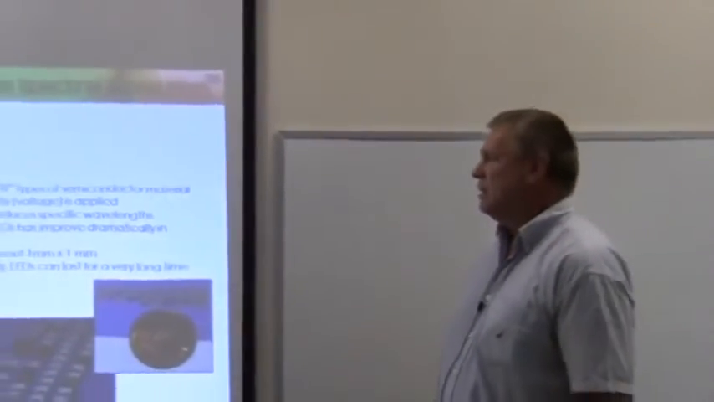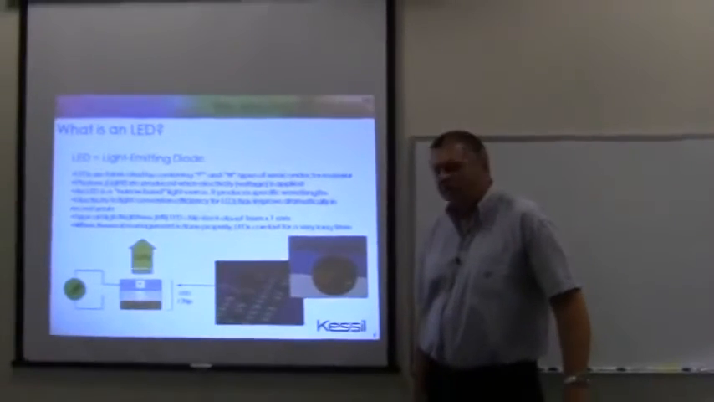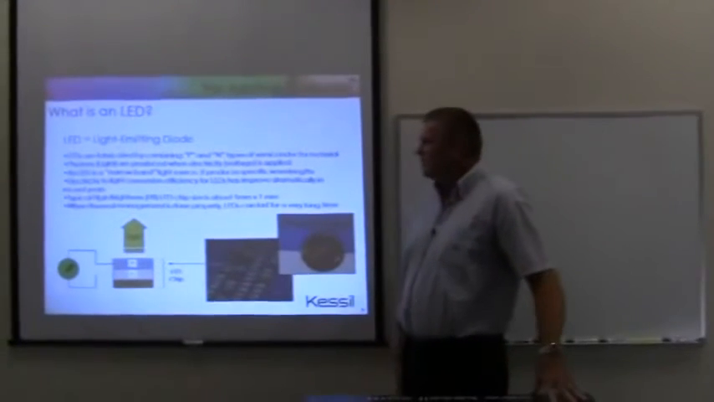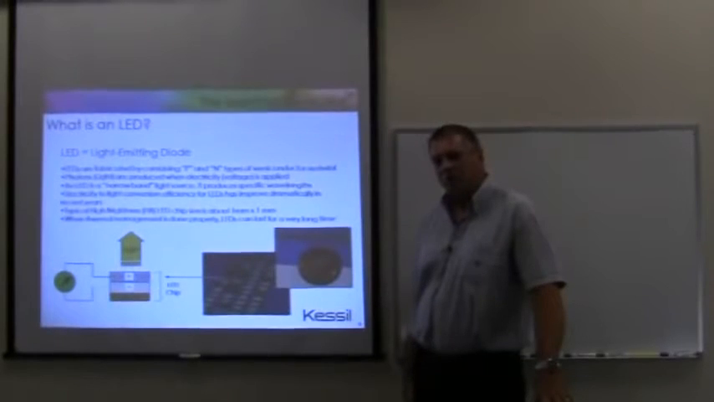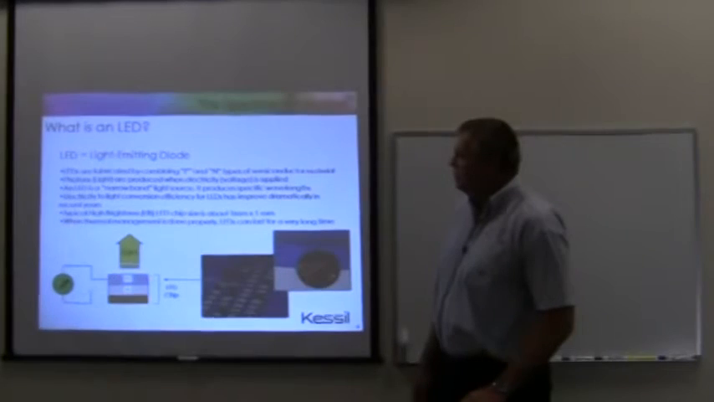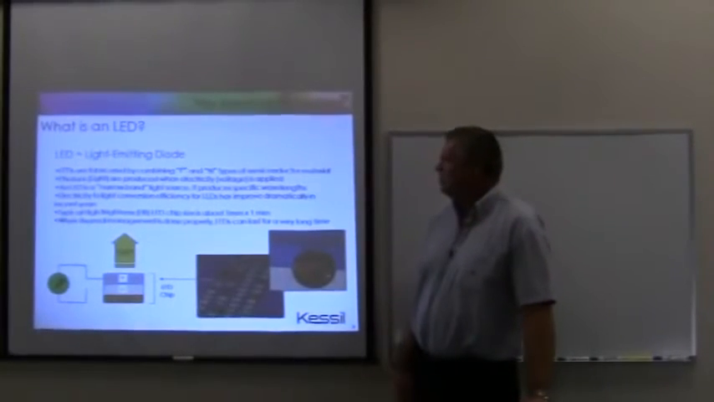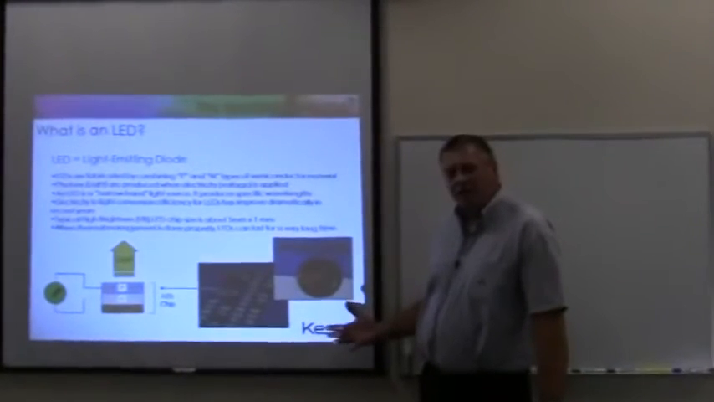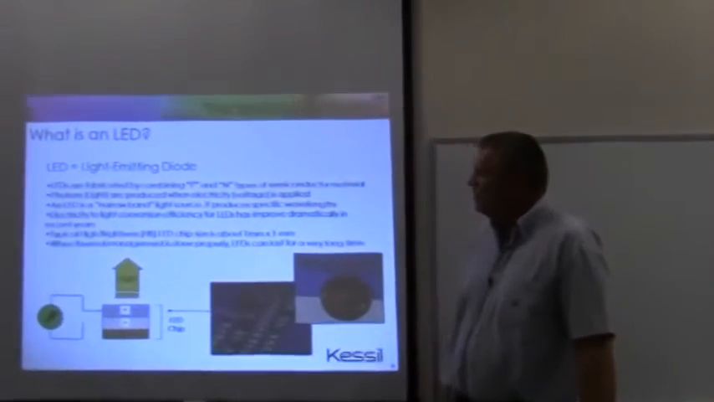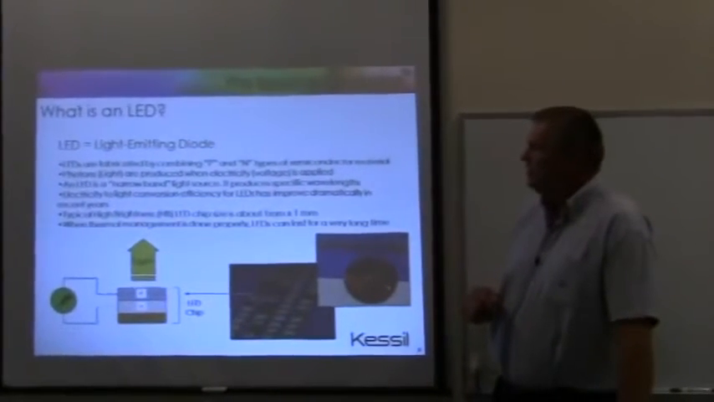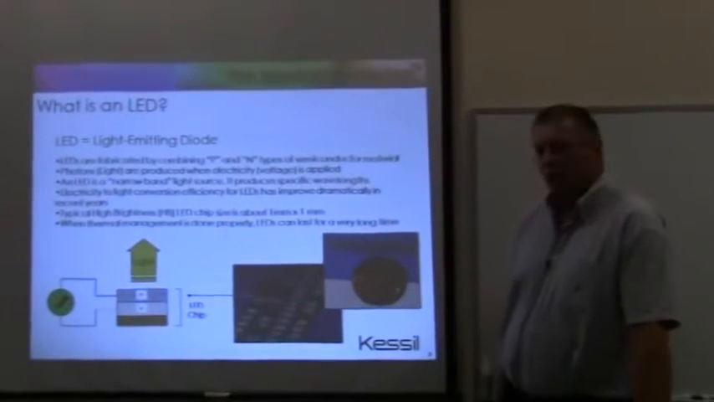What is an LED? The acronym stands for light-emitting diode. Fundamentally, an LED looks like any other sort of diode electrically. It passes electrical current in one direction and not in another direction. And like any diode, LEDs are fabricated by combining P and N type semiconductor material to form a PN junction. The difference between an LED and another type of diode is that when electricity is passed through that PN junction in the forward direction, an LED emits photons of a particular wavelength.